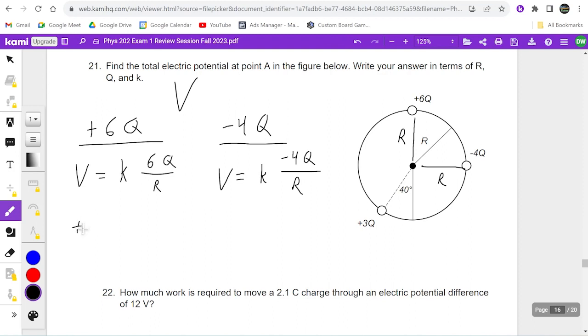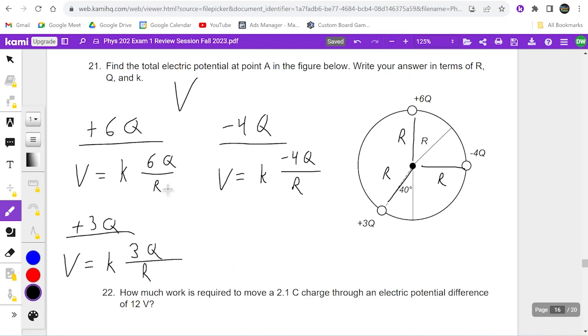For the plus 3Q, voltage equals K times the charge, 3Q, divided by the distance. The distance does not care if you're at an angle. If this was a field problem, electric fields, or if this was forces, then yes, we have to worry about the direction. But we don't have to because electric potential doesn't care. All it cares about is the charge. That's it. Positive or negative, which it was positive.